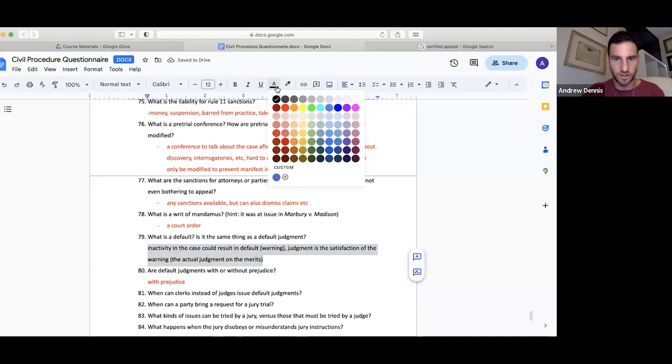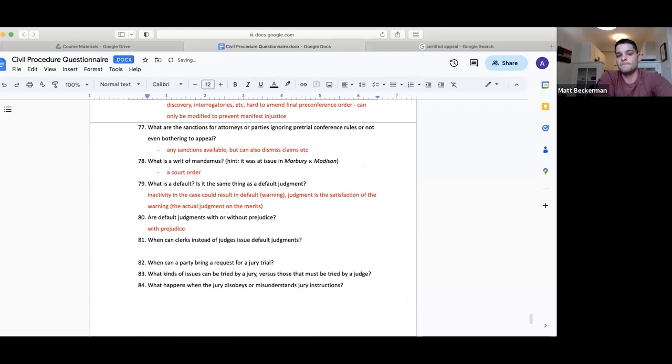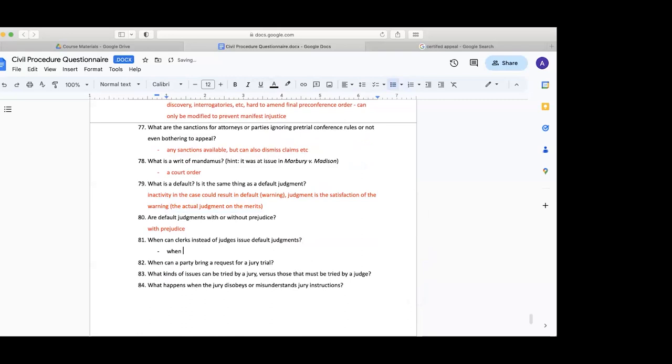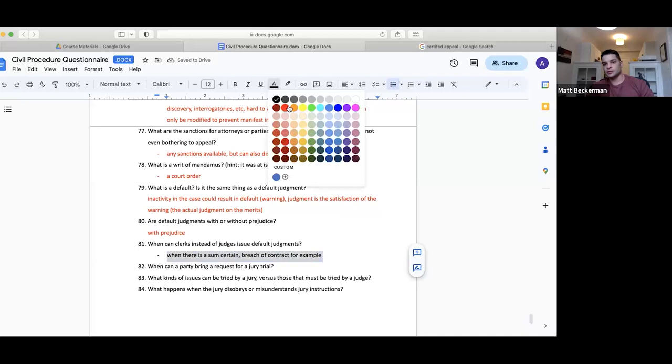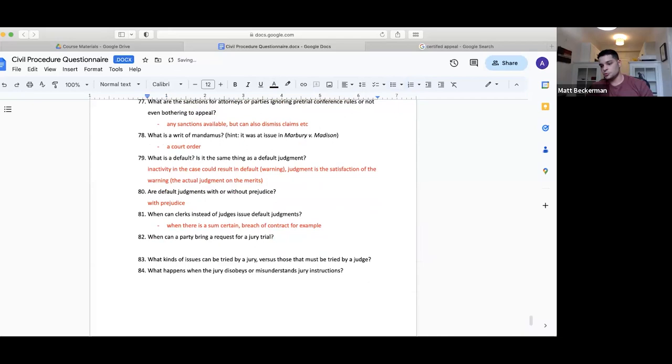When do clerks instead of judges issue default judgments? For the default, they can do that. But if the defendant doesn't say anything, can they also do it for the default judgment itself? The key point here is when it's a sum certain, right? Yeah. So if it's a breach of contract, and the contract has a liquidated damages clause, like, you will owe me $100,000 if you breached the contract, that's a sum certain. It's not like tort damages, which have to be calculated. You already know the amount, so the clerk can do it instead of the judge.